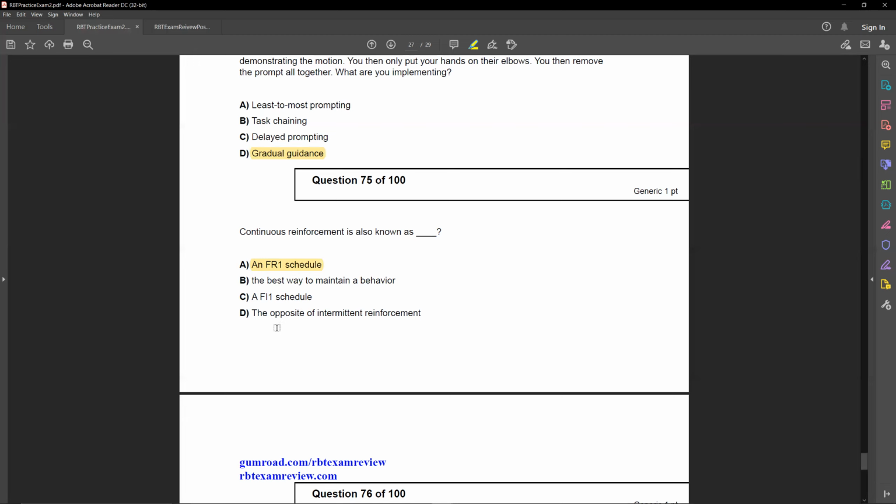And then the tricky one is the opposite of intermittent reinforcement. So I don't think it's necessarily correct to say intermittent reinforcement is the opposite of continuous reinforcement, right? Because intermittent reinforcement represents all the other reinforcement schedules outside of continuous. FR1 is continuous. All our other reinforcement schedules are intermittent, okay? So the best answer here, right? Continuous reinforcement is also known as an FR1, fixed ratio 1 schedule. Super easy question, but you have to know your definitions.